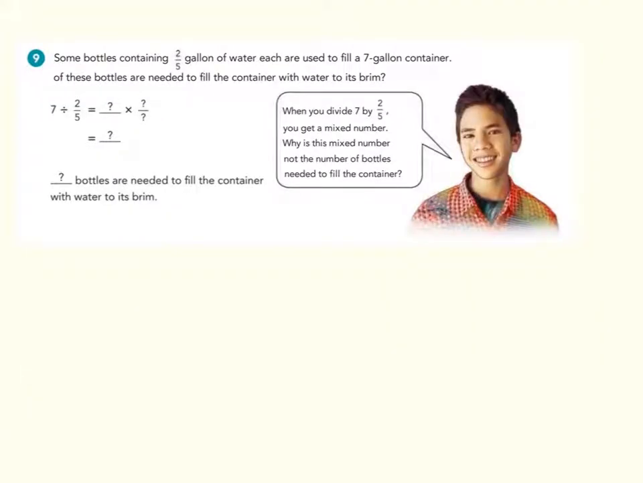Now give this problem a try. Some bottles containing 2/5 gallon of water each are used to fill a 7-gallon container. How many of these bottles are needed to fill the container with water to its brim?